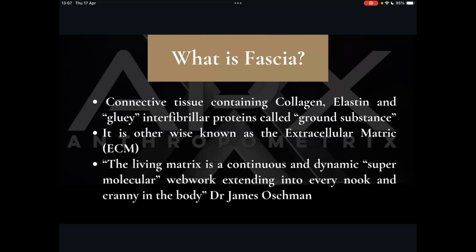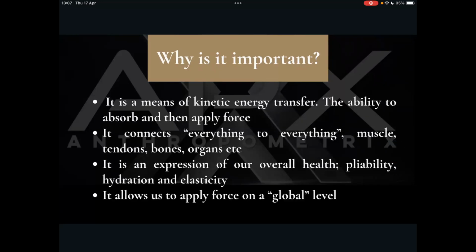But a direct quote from the book Anatomy Trains is that it's a living matrix and a continuous dynamic molecular web work. And what that basically means is fascia encases everything. It encases muscles, tendons, tissues, organs, like we'll see in this slide here. It connects everything to everything. And the reason why it's there is as a way of kinetic energy transfer. And this is our ability to absorb force and then apply it.